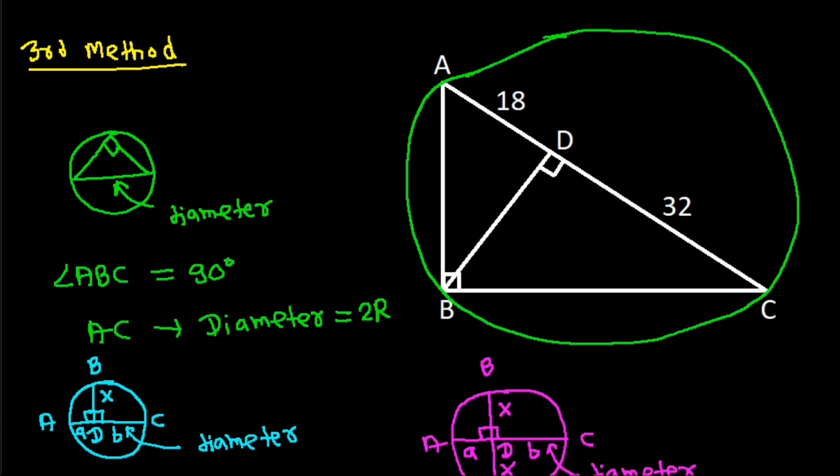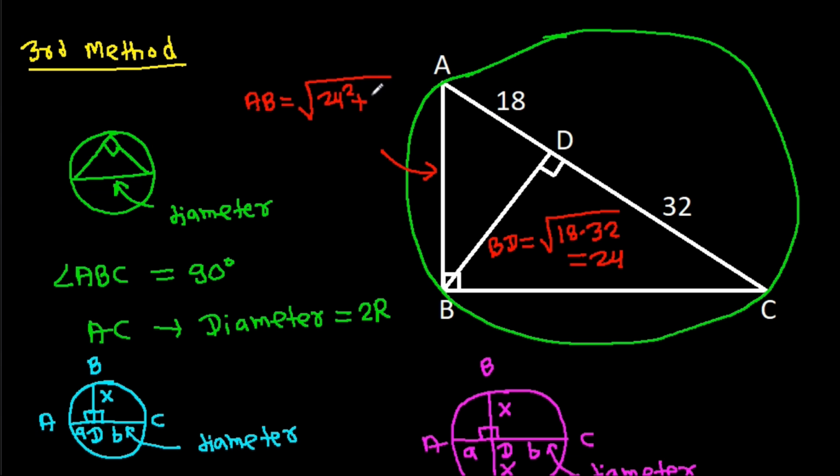So here BD, it will be a square root of 18 times 32, that will be 24. Then we can find AB, that will be a square root of 24 square plus 18 square, that will be 30, and we can find BC, that will be a square root of 24 square plus 32 square, and it will be 40.